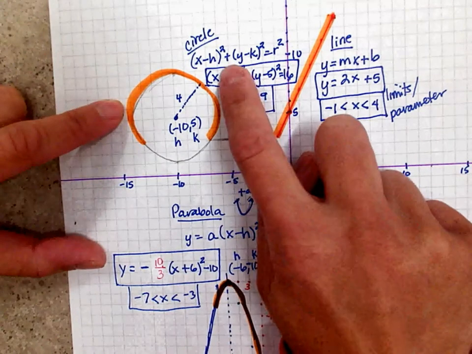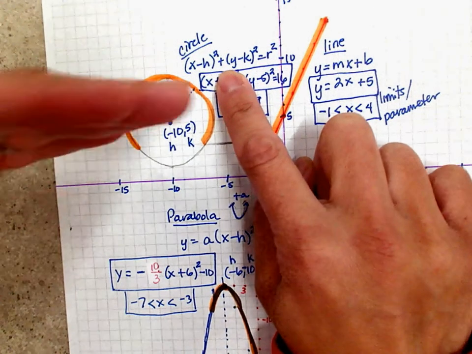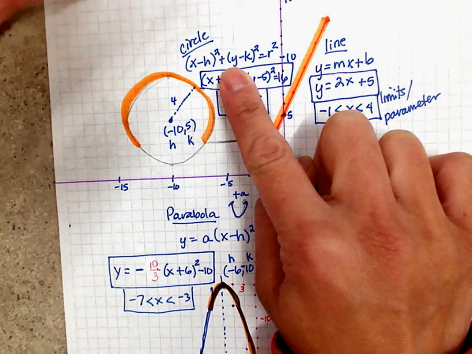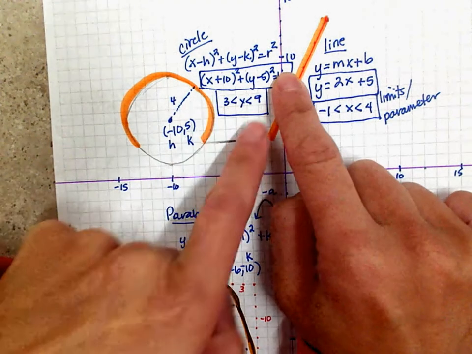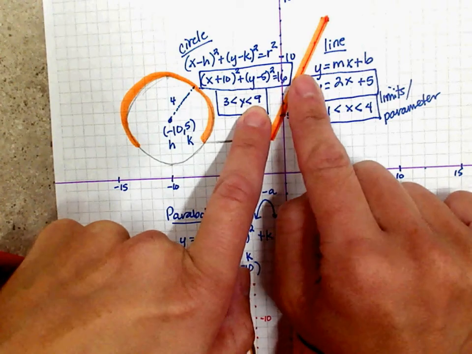Here's an equation of a circle, okay? And if you notice, we only wanted part of a circle. So it starts here at 3, goes all the way up to 9. You could have also put infinity for 9.